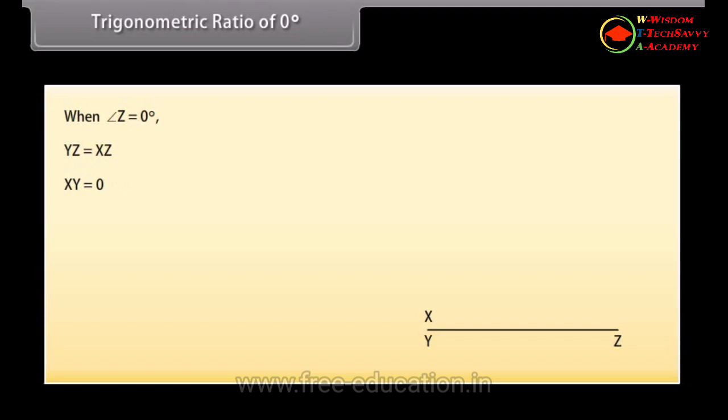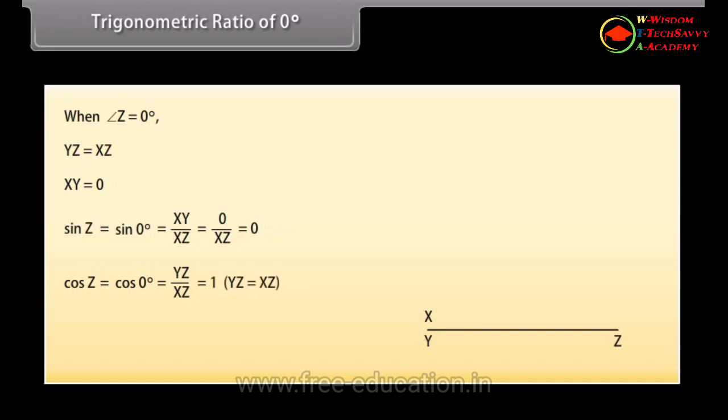Let us understand what happens to the values of trigonometric ratios. Sin Z is equal to sin 0 degree, which is equal to XY upon XZ, which equals 0 upon XZ, which is equal to 0. Cos Z is equal to cos 0 degree, which equals YZ upon XZ, which equals 1, as YZ is equal to XZ. Tan Z is equal to tan 0 degree, which equals XY upon YZ equals 0 upon YZ, which is equal to 0.